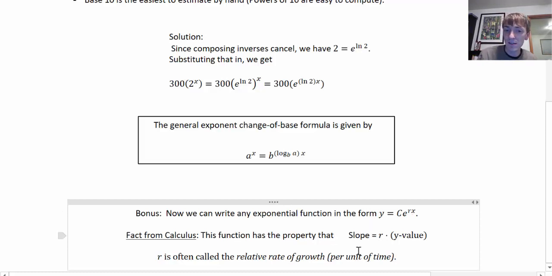So because of this property, r is often called the relative rate of growth per unit of time for this exponential function. The per unit of time bit is going to be a little bit strange. It depends on how you're measuring time, what unit your x variable is in, and we're going to see that in the example problem. All I want us to take away right now is that that's just what we're calling the r in this function. I'm going to interpret that in a couple slides. So I want you to have this in your notes. Awesome. Let's keep going.